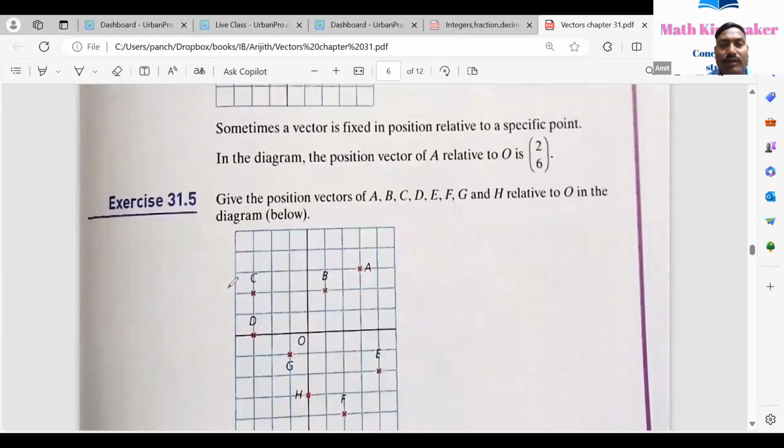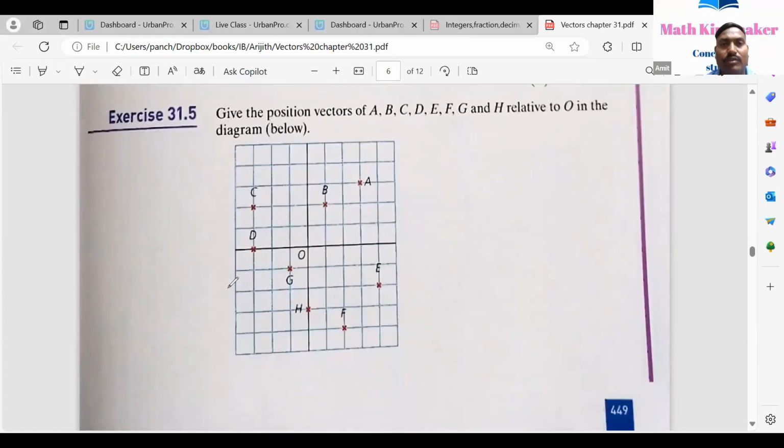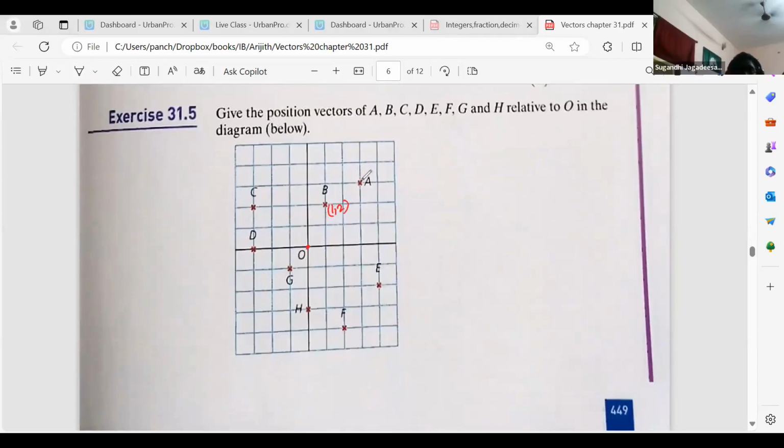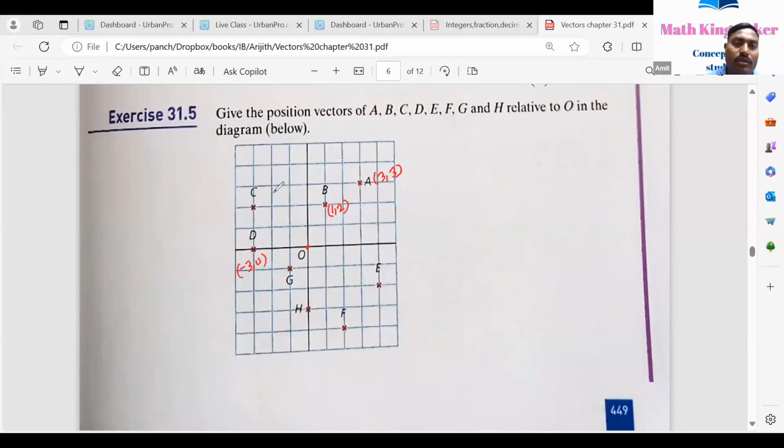Now we'll give the position vectors. Give the position vector of A, B, C, D, E, F, G, H relative to O. So position vector is always like if we have this, it is called origin. So coordinate of B is how much? It is 1, 2. Coordinate of A is 3, 3. Coordinate of D is minus 3, 0. Coordinate of C is minus 3, 2.